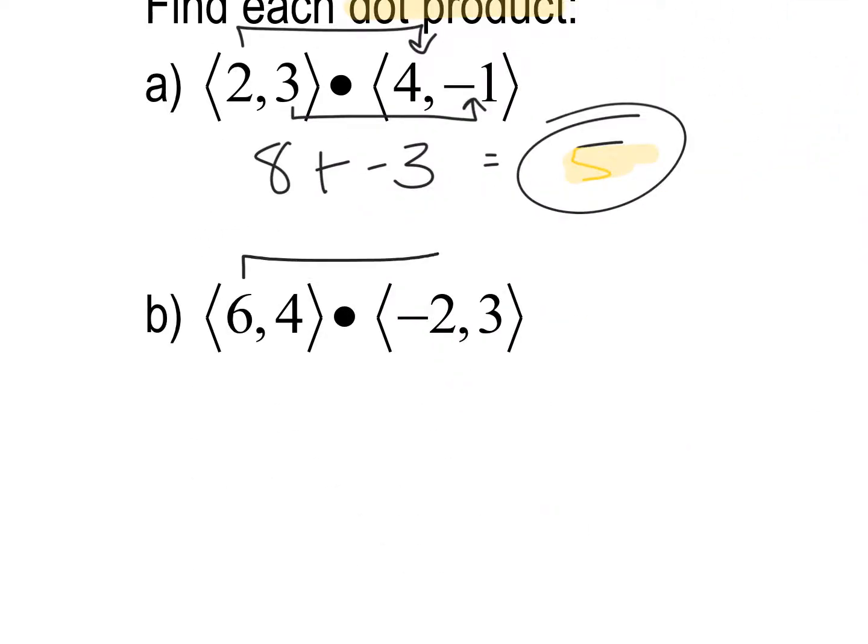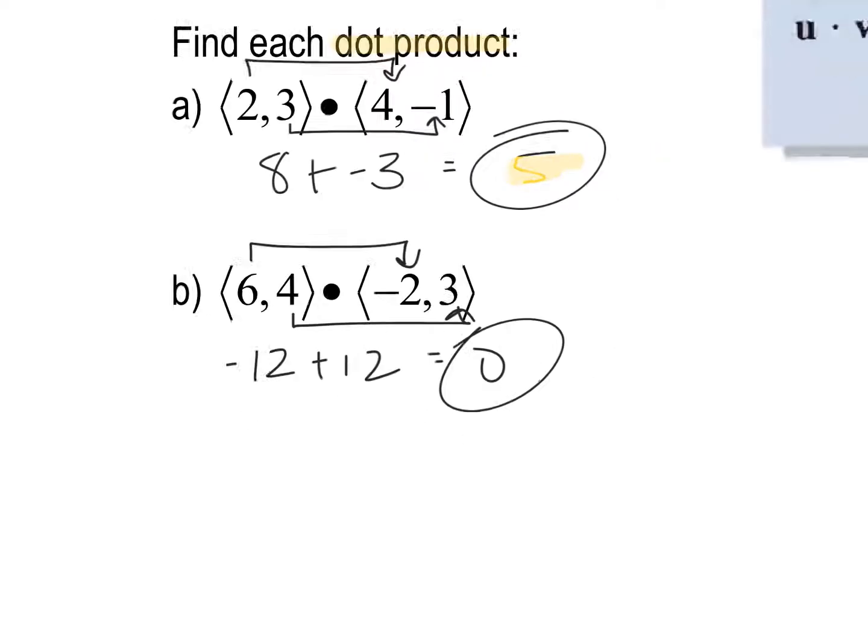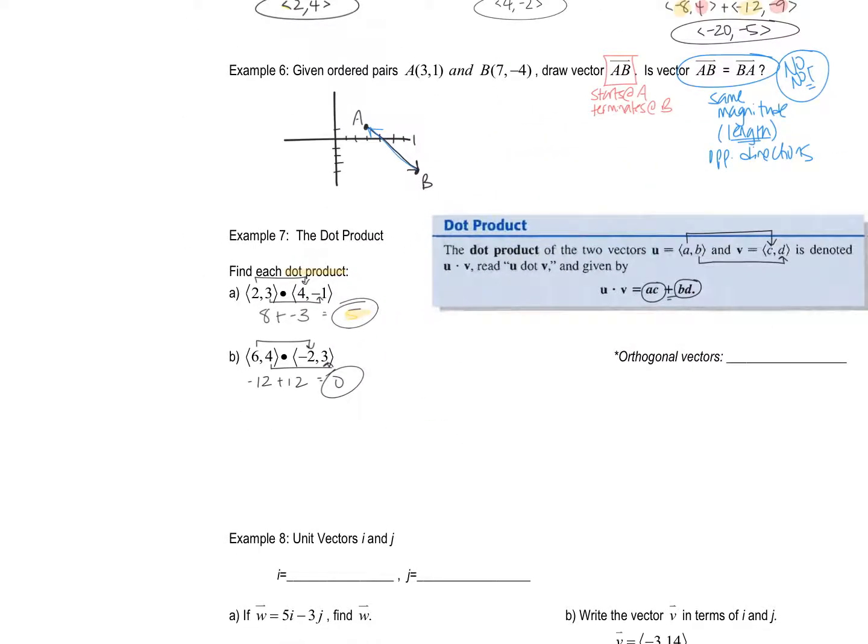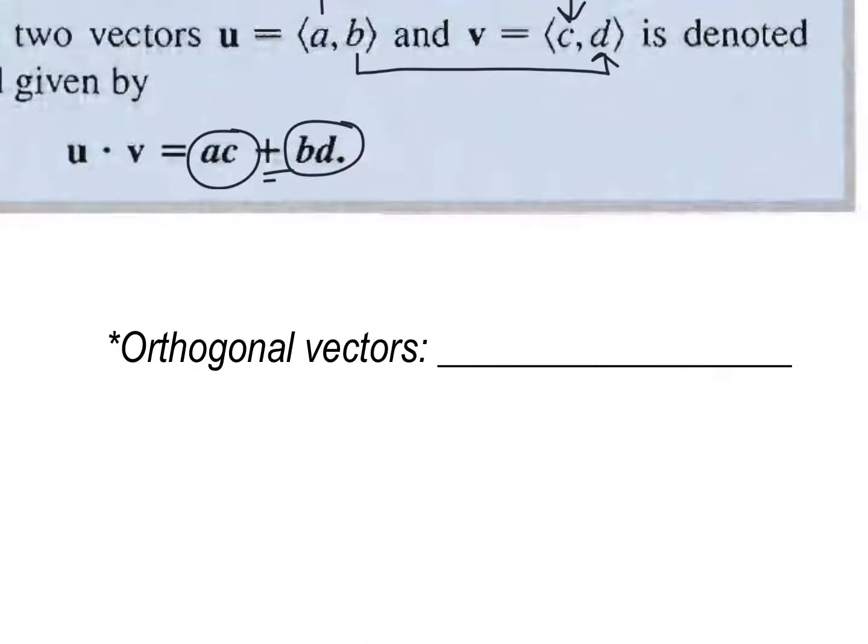So this one, same thing. 6 times -2 is -12. And then when I do 4 times 3, it's positive 12. Equals 0. The dot product is 0, and this is something very important. We have this word called orthogonal vectors, and that means perpendicular.